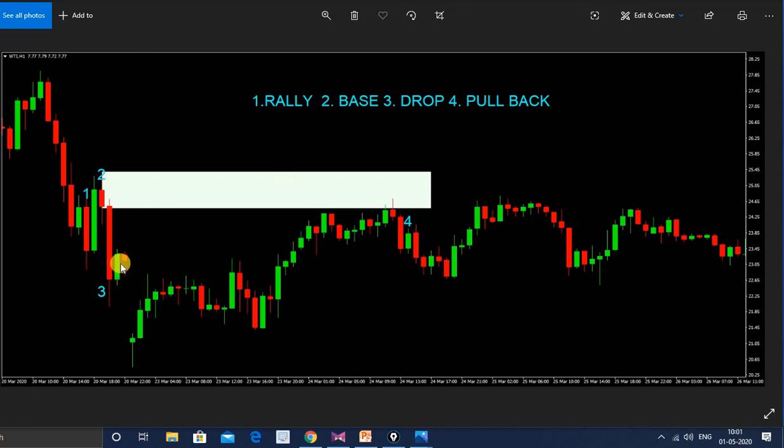Okay, now we'll see one example through the charts. See over here, this is an example of a peak. See, number one is rally, number two is a base, and number three is a drop. Okay, and we can draw a supply. From the peak we draw a supply. Okay, this is a supply zone, price moved downward, and then this is a fourth. Here the price pulled back into the zone and then again it moved down.